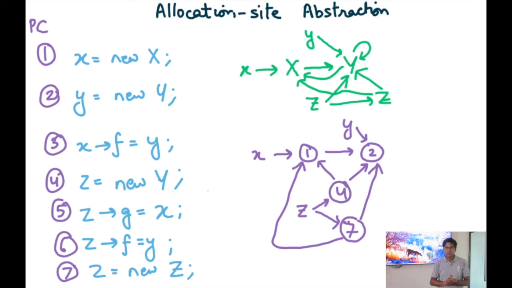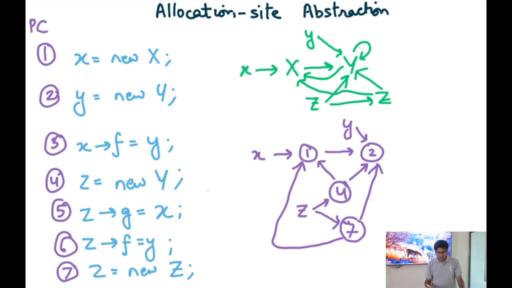On the other hand, instead of a type abstraction, I could use another scheme to create this object abstraction, and this scheme is called the allocation site abstraction. In the allocation site abstraction, for each statement in the program, I label it with the corresponding PC. So let's say this allocation site is PC1, this allocation site is PC2, this allocation site is PC4, z equals new y. Notice that even though they are both allocating an object of the same type, the allocation sites of the fourth statement and the second statement are different because the PCs are different. And similarly, z equals new capital Z is allocation site 7.